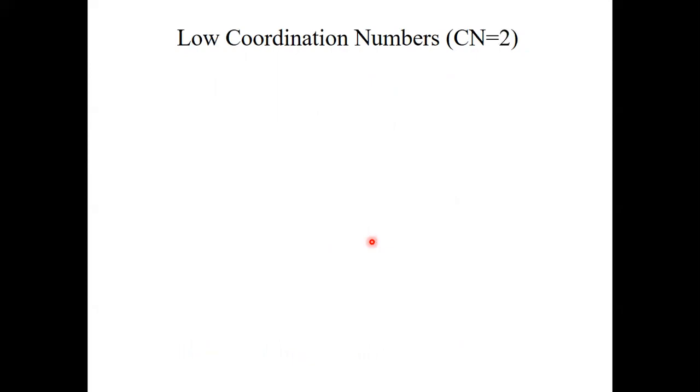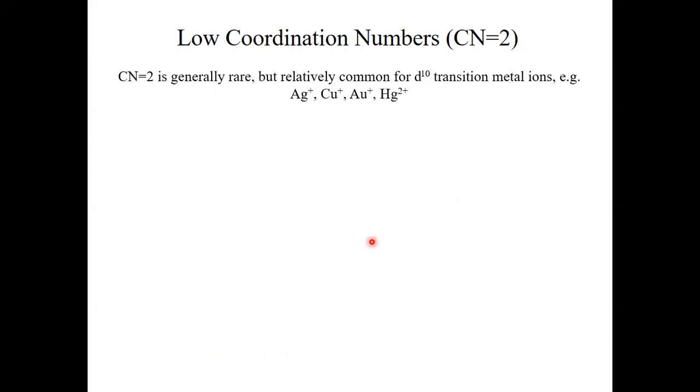So for the coordination number 2, we also have generally rarity, so there are not many examples for the coordination number 2 for the same reason as for the coordination number 1. However, there are exceptions which exist for metal ions that have the d10 electron configuration. So these metal ions, they like the coordination number 2.